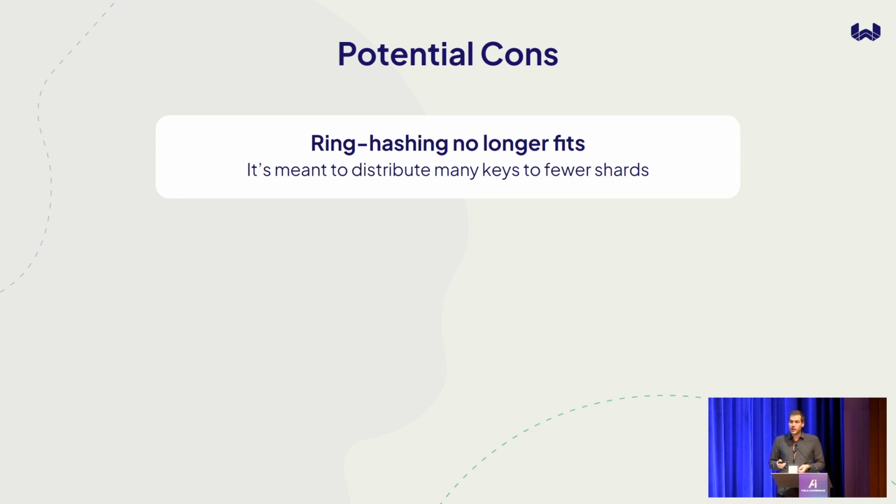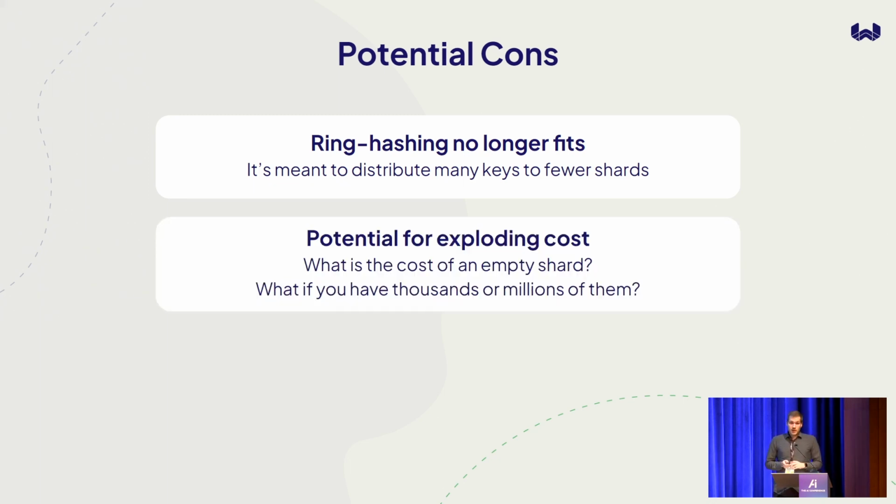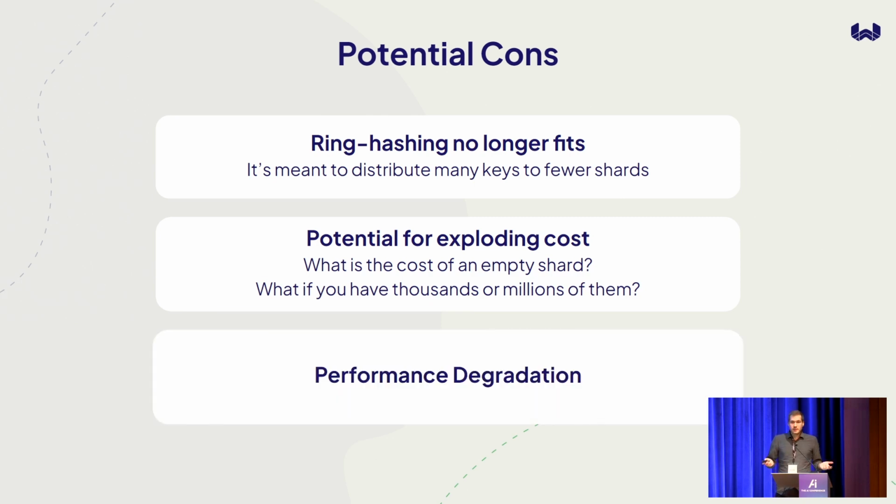Otherwise, this won't work. There is a potential for resource cost to explode, because now we have millions of shards. Whatever cost a single shard has, now we have that times a million. And something that's also a risk factor is performance. For example, when you're creating a new shard, is creating the millionth shard still as performant as creating the first shard? It shouldn't degrade over time.